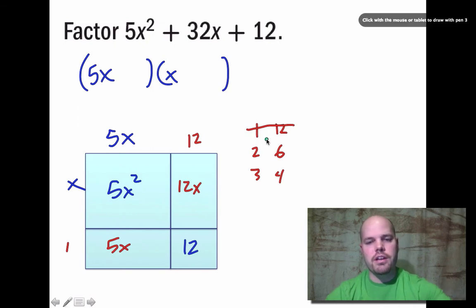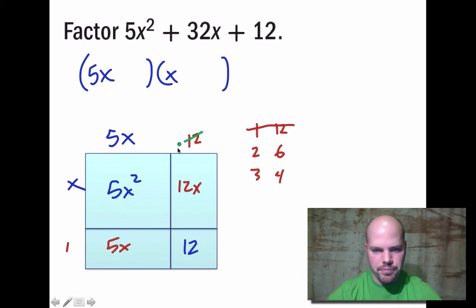So let's try 2 and 6. Now, if I put 2 down here, I'm going to get 10. Over here, I'm going to get 6. That's not enough. So let's put the 6 down here because I need it opposite of the 5. So 5x times 6, that's 30x. And over here would be plus 2, 2 times x. 30x and 2x make 32x.